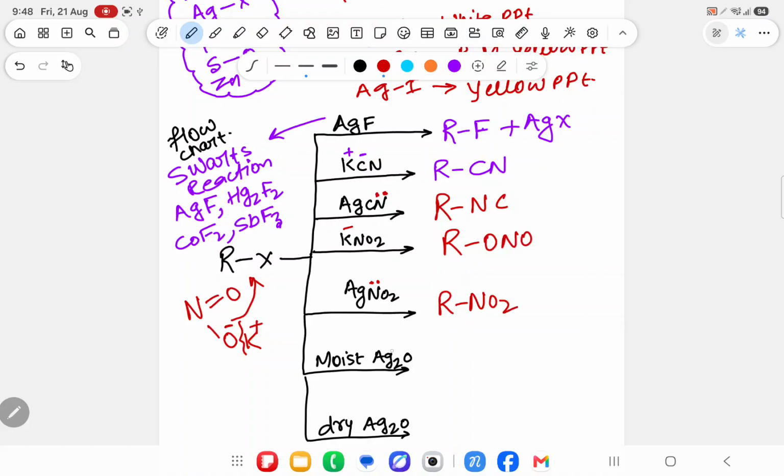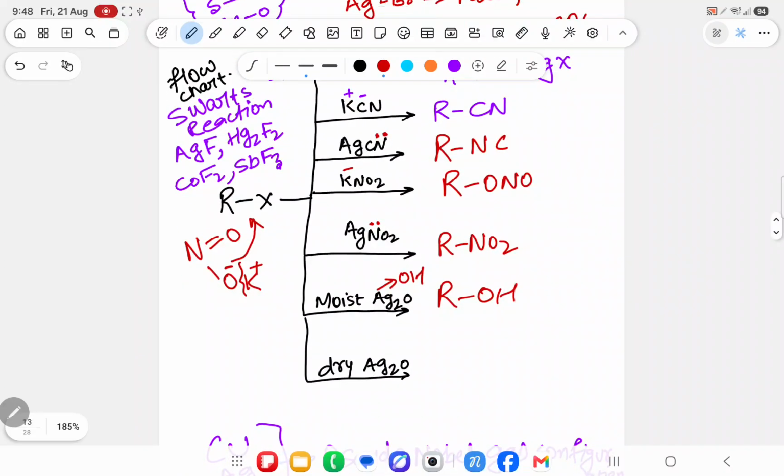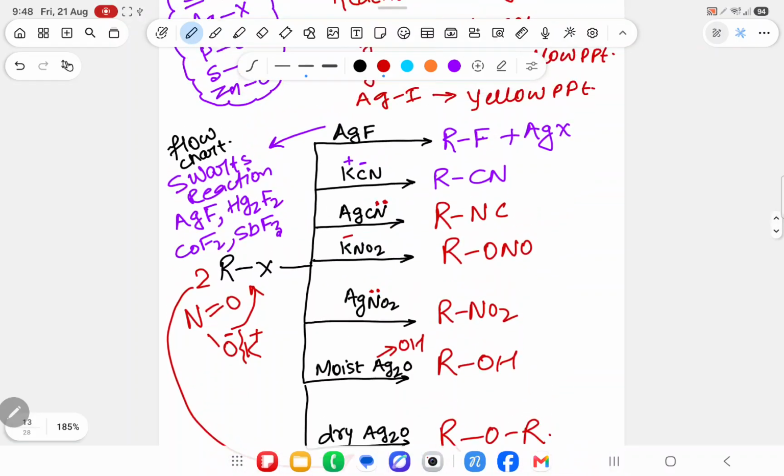Moist Ag2O will give OH minus, and it will become ROH. But dry Ag2O will react with 2 moles of alkyl halide, and it will give ether. So this part you have to see. I have dictated something like a flow chart.